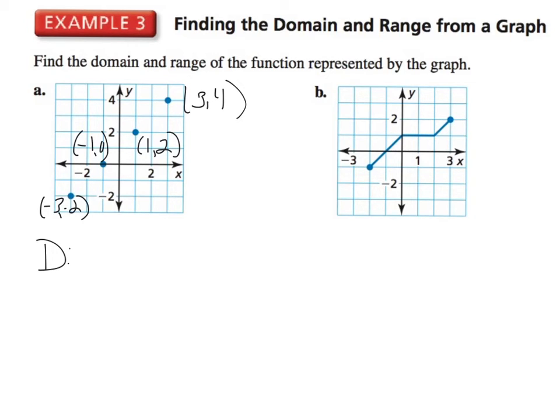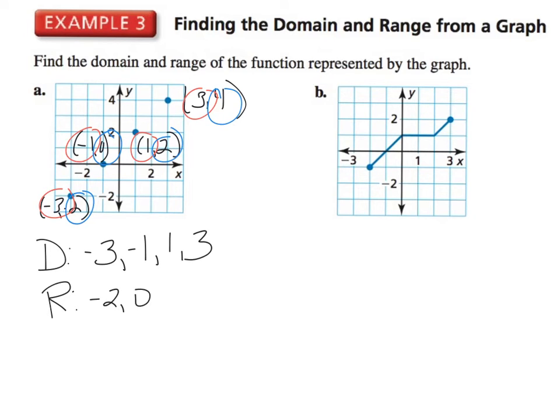Your domains are all the x values. So your domain is -3, -1, 1, and 3. Your range would be all of the y values, your output. So your range would be -2, 0, 2, and 4.